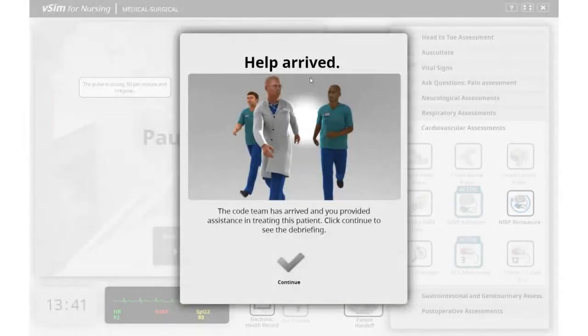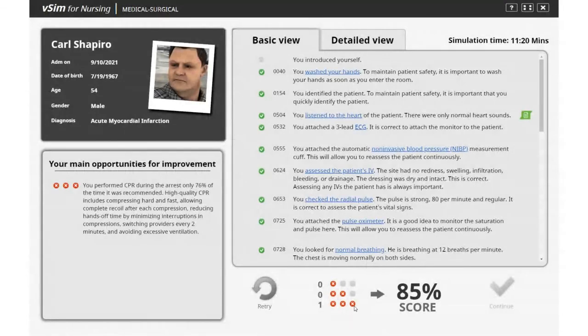Okay, so now you have completed the CPR. It's telling you that help has arrived. So you can continue by having the debrief within the team.